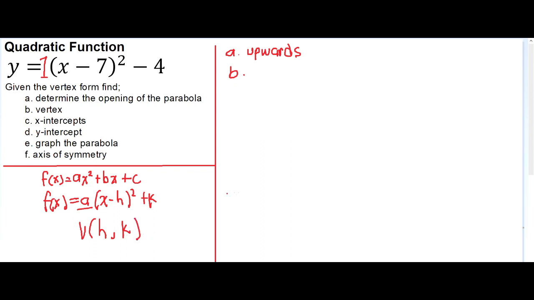Ano yung value ng H? Ano yung value ng K? You have 7 and negative 4. Your vertex now is 7 and negative 4. Yan yung vertex. Sir, negative 7 naman yung nasa loob ng parenthesis. Yes, I know. Pero take note that your formula is negative.